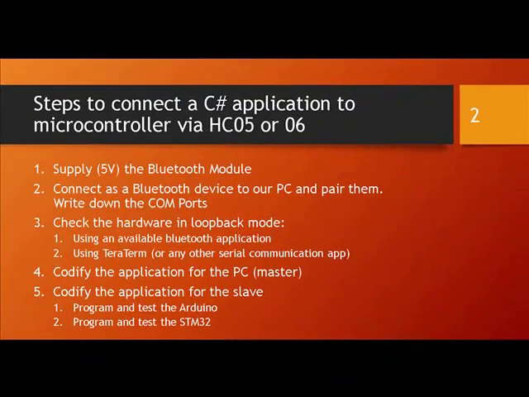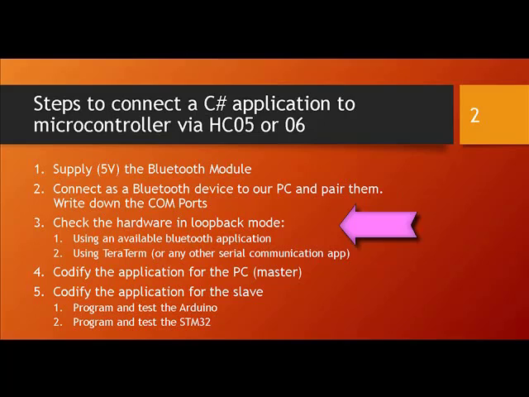These are the steps that we have to follow to achieve this. First, we have to supply the Bluetooth module with 5 volts. Then we have to connect the module as a Bluetooth device to our PC and pair them. We should write down the name of the COM ports. Then we have to check the hardware in loopback mode.